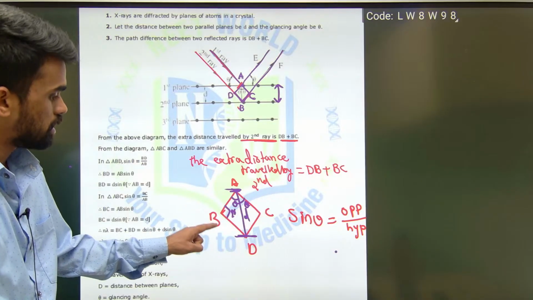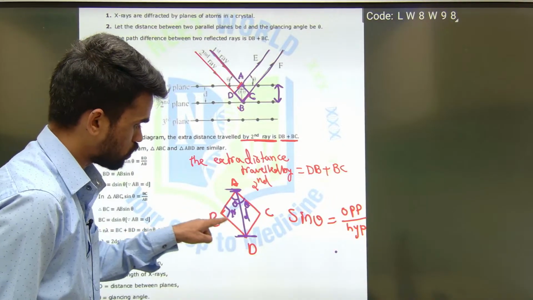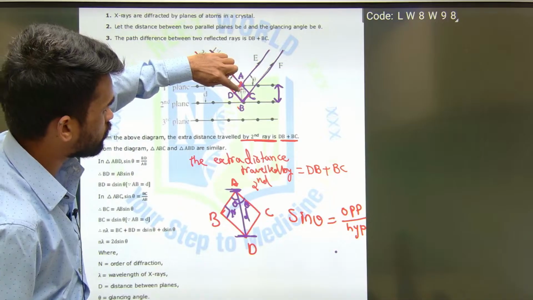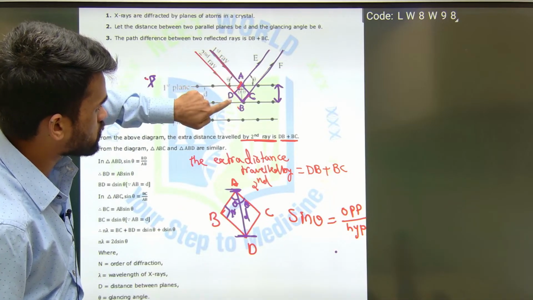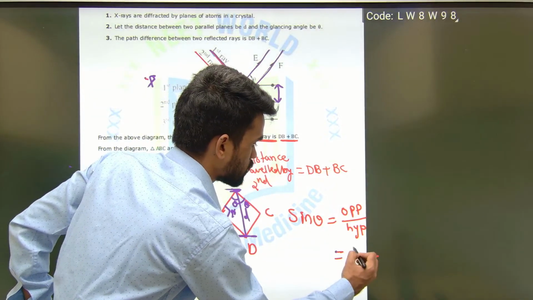Right? What is this? DB or BD. Okay, see. To this theta, what is the opposite side? This one only, no? So that is nothing but BD. So to this theta, here we have indicated theta, no? To that, the opposite side is DB or BD only, no? Right. So you can write: opposite side is BD.